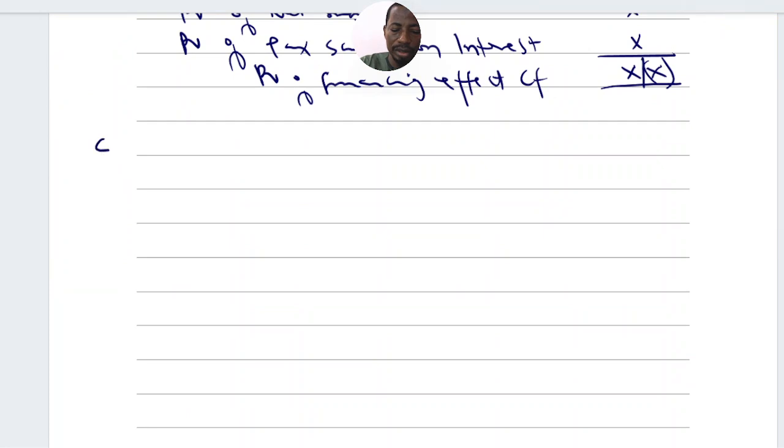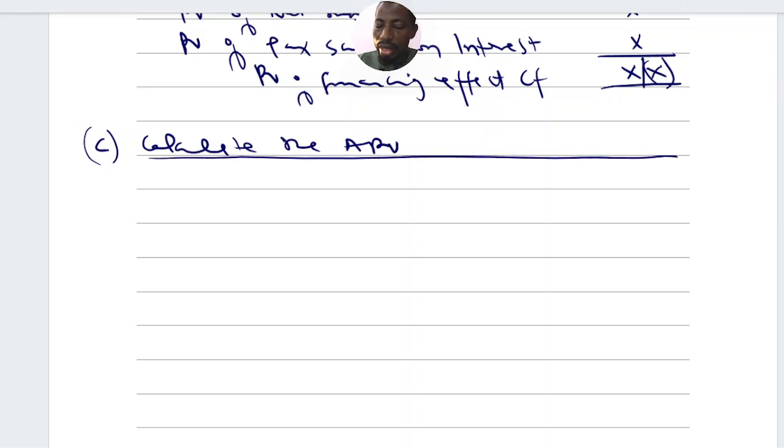So step C calculates the adjusted present value. So how do you do this? The adjusted present value will be computed as the base case NPV plus or minus the PV of financing effect cash flow.